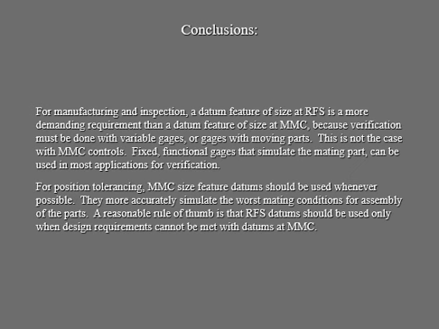So in manufacturing and inspection, a datum feature of size at RFS is a more demanding requirement than a datum feature of size at MMC, because your verification has to be done with variable gauges or gauges with a moving part. We did this several times already, so you should know that by now. So we use the fixed functional gauges because they can simulate the mating part, for most of the verification purposes that we do.